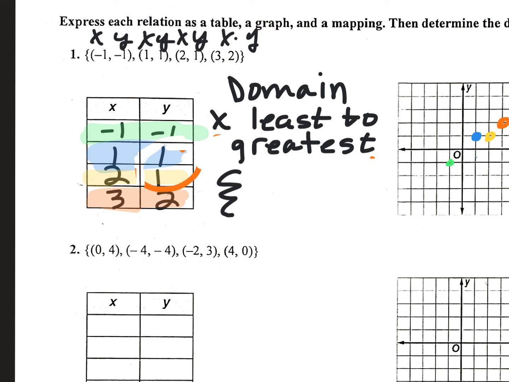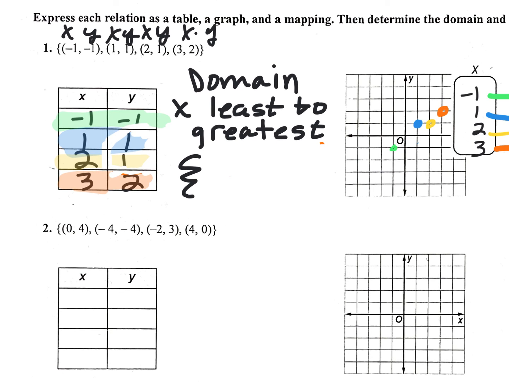Yes, sir? When we're writing the domain and range, do we repeat numbers? That is an excellent question that I'm getting to in 2 seconds. But the short answer is no. So my domain is just going to be -1, +1, 2, and 3. Close the brackets.